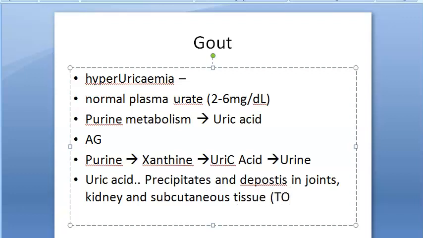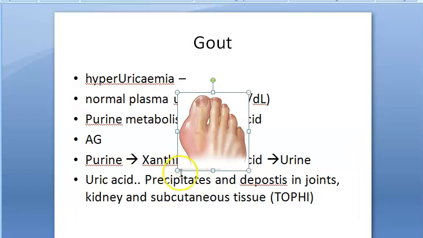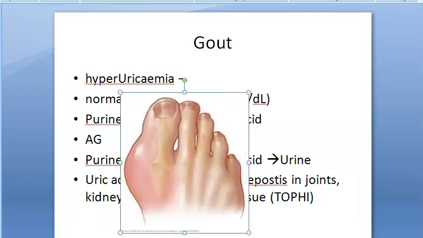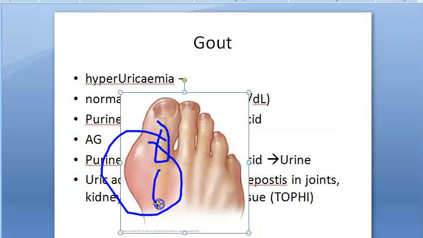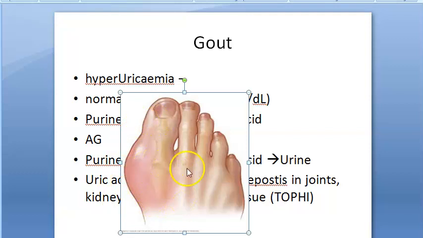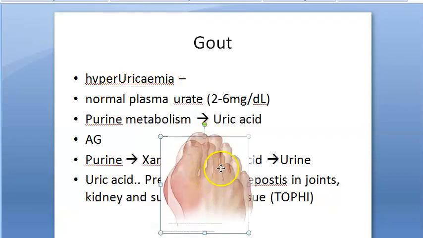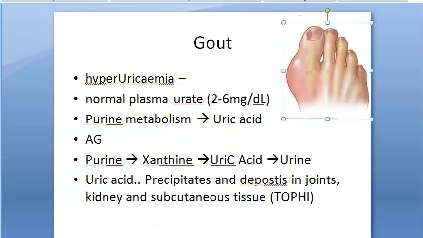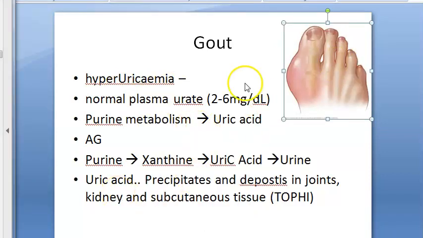This is called tophi. We'll give a diagram. You see this inflammation here at the joint. You can see the phalanges, these two bones, and in between there is deposition and there is gout. This becomes gouty arthritis. Now this is a kind of primary gout.